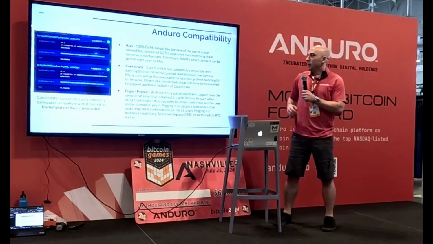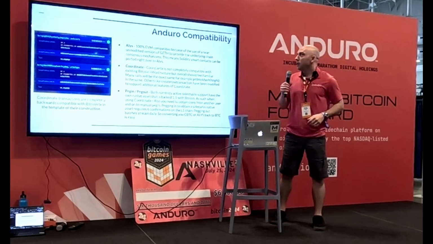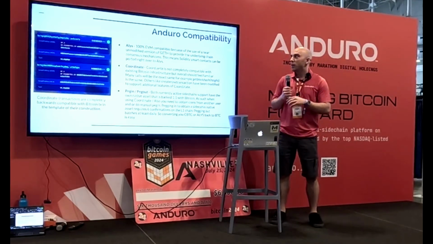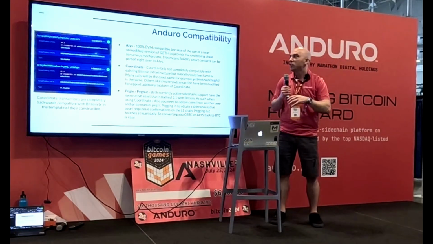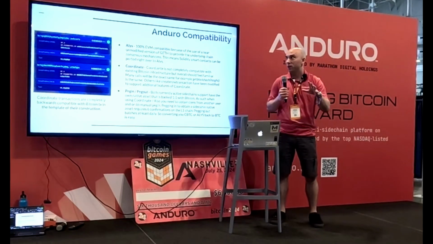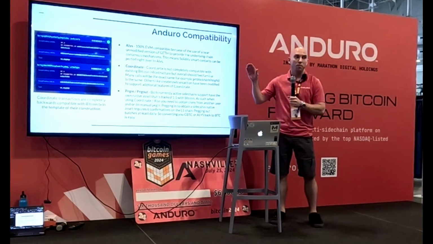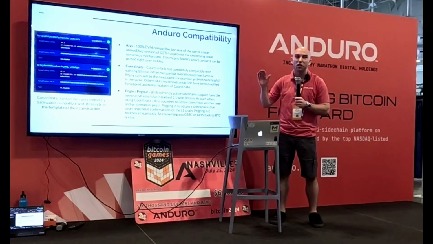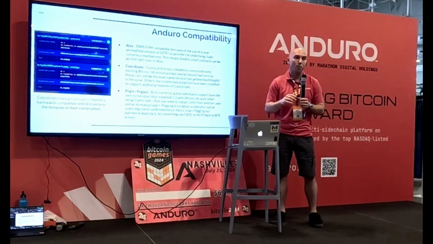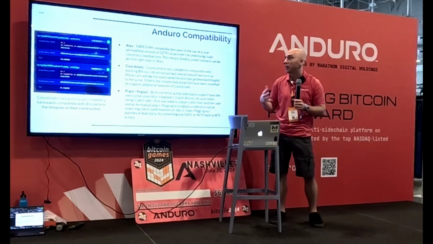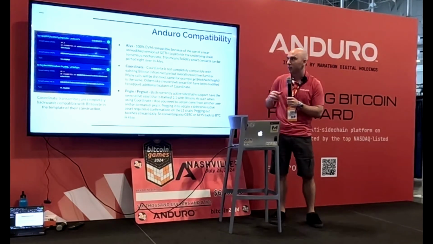Okay, so Enduro and compatibility. Basically Enduro is the umbrella, but each sidechain has its own quirks and features. Alice is very straightforward. It literally is just pure EVM other than the peg-in, peg-out process and quantity of these individual assets.